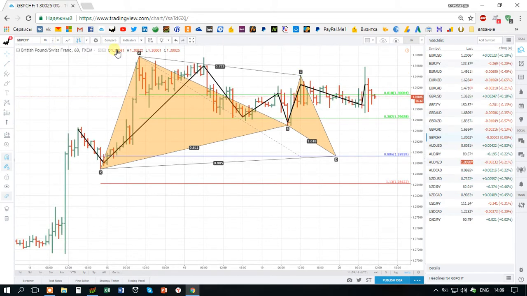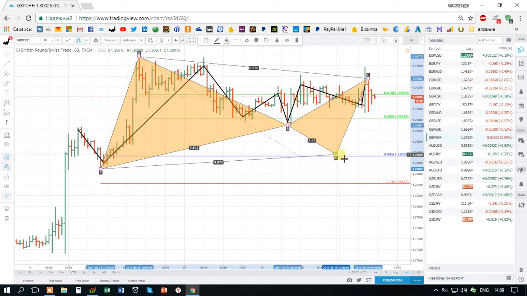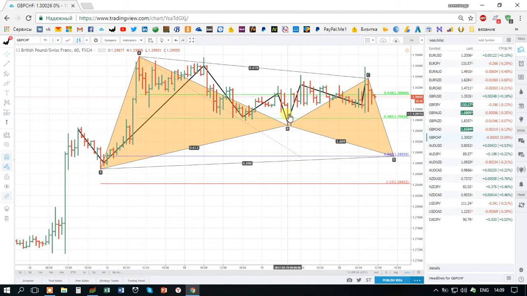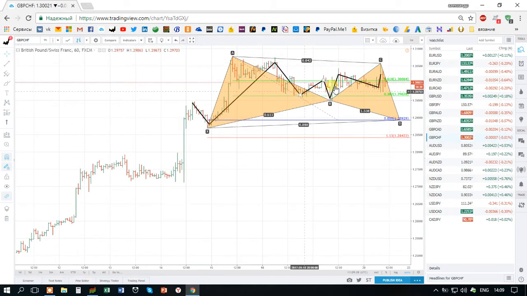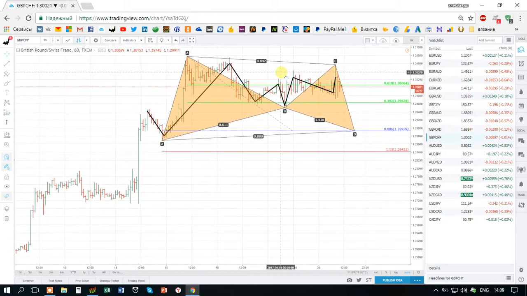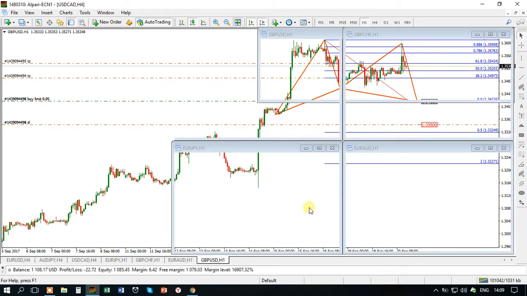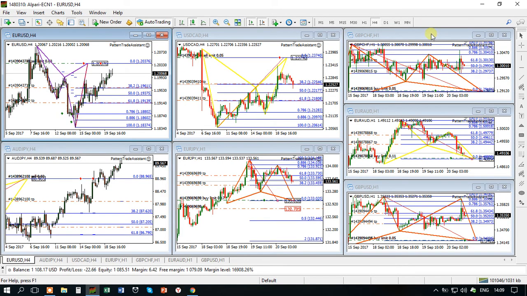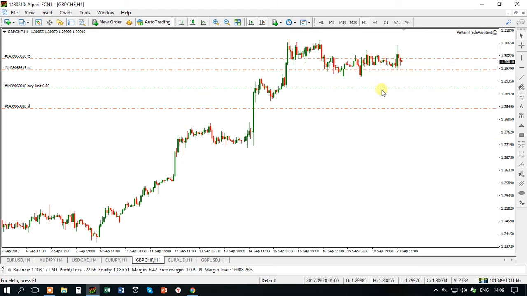Pound CHF. This one is invalidated. Well, it is still valid according to my rules. This is a corrective structure, a consolidation structure. If it drops lower, we have a nice opportunity to get involved. Pound CHF, let me see if I can enable that trade. GBP CHF got the pattern. Well, it requires some modification. Let's do that modification.